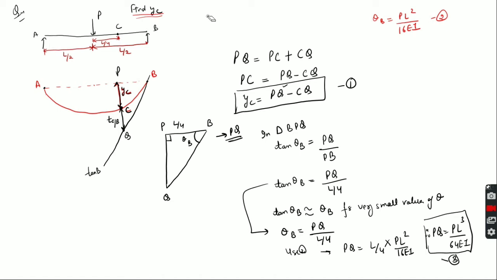Now I told you at the starting of this question that there are two methods of calculating this PQ. So first method I have explained. The second method I will also explain to you. So you can use any of these. So this was my elastic curve. This was point C, right? So this was my tangent. Sorry. This was point B, C, A.